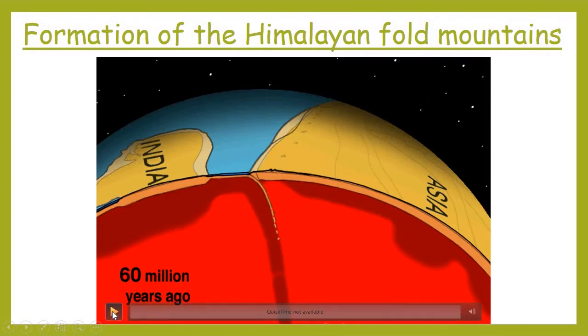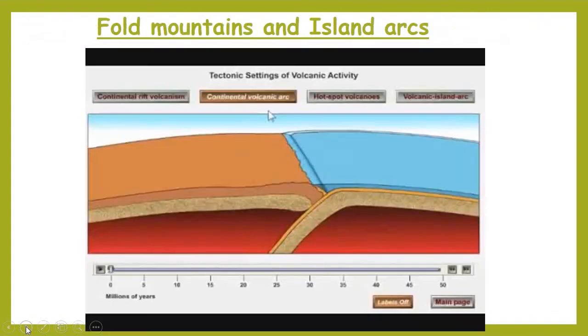It doesn't want to play. That's a shame. And it's crashing into the rest of Asia and causing the land to buckle upwards along here, forming fold mountains. Okay, the last one, island arcs.